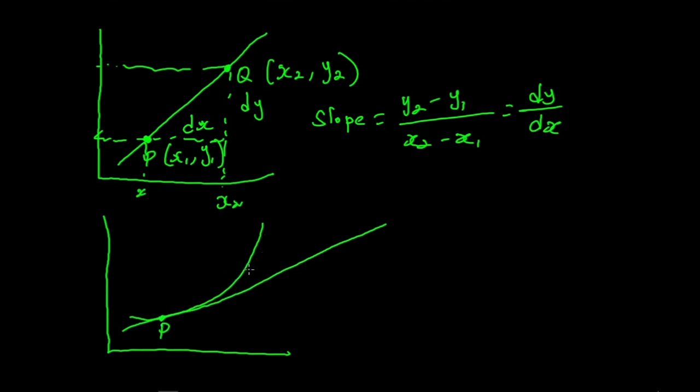and we take that as the slope of that curve at point P. And to find the slope of the curve at another point, we just pick a tangent to our curve and we find the slope of that tangent.